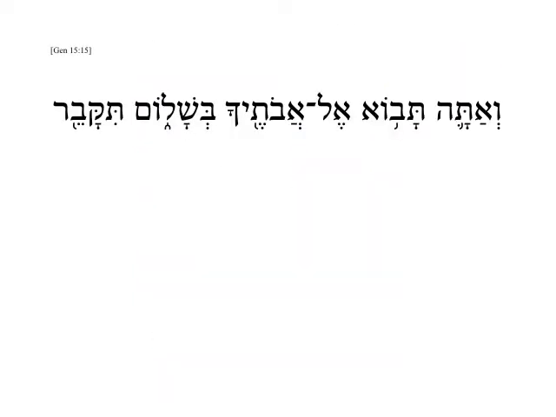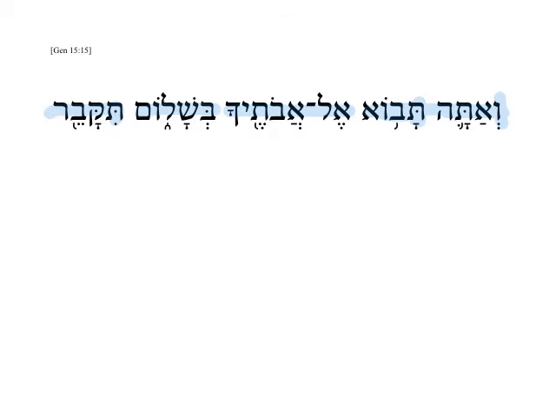Genesis 15:15. V'ata tavo el avotecha b'shalom tikaver. Here we have "and you," the subject pronoun, and it's included here again in the imperfect verb. And you will come, the Lord says to Abraham, and you will come to your ancestors in peace, and you will be buried.